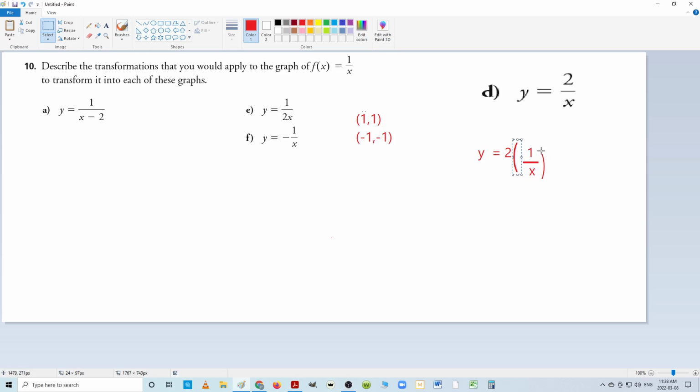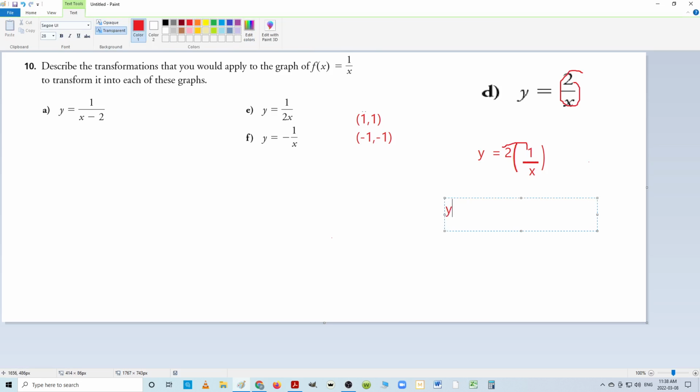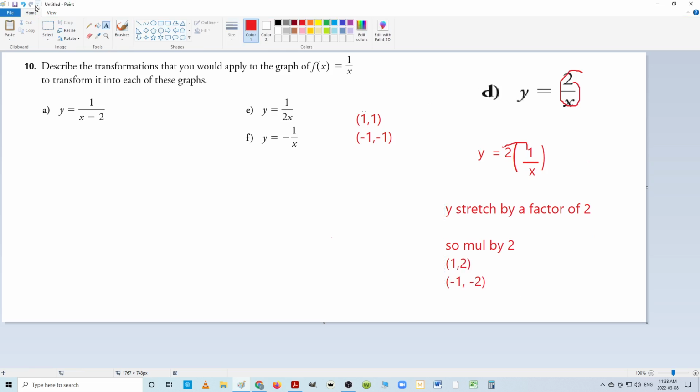Anyway, this makes more sense when you can see it like that, because obviously the 2 multiplies in and becomes a 2. And so it's very tempting to see this as an x transformation. And there actually is a version of the x transformation that is occurring, and we'll get into it in a second. But I would describe this as a y stretch by a factor of 2. So multiply all your y's by 2. And you get 1, 2, and -1, -2. And that will do it.